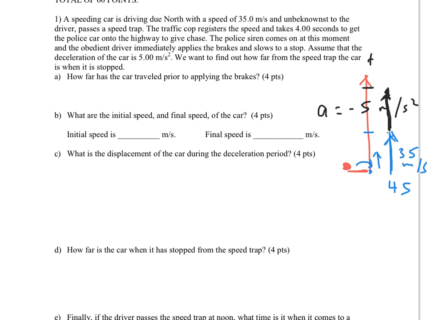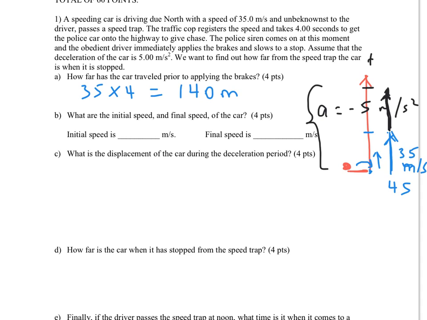So basically what they really want is this total distance. So let's see what is being asked. Part A says, how far has the car traveled prior to applying the brakes? So they're referring to the blue part of the motion. Now you're traveling at constant speed, 35 meters per second for 4 seconds. So the distance traveled would be 35 times 4, which will be 140 meters.